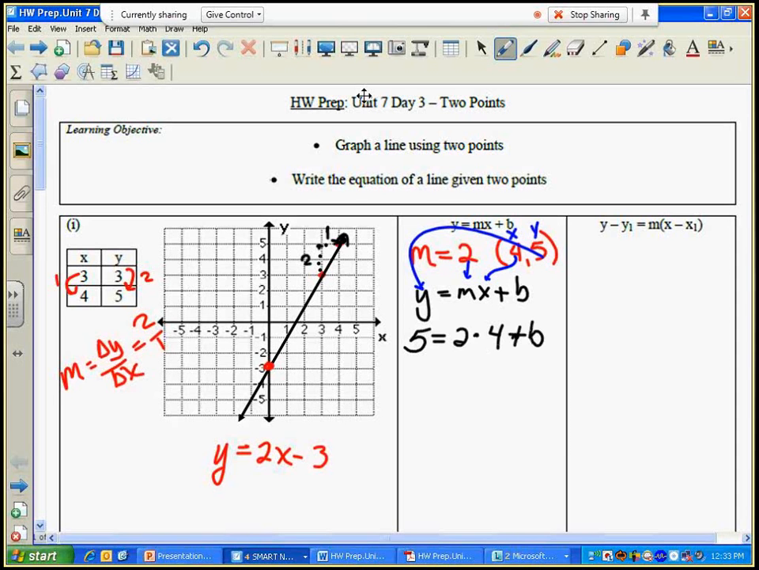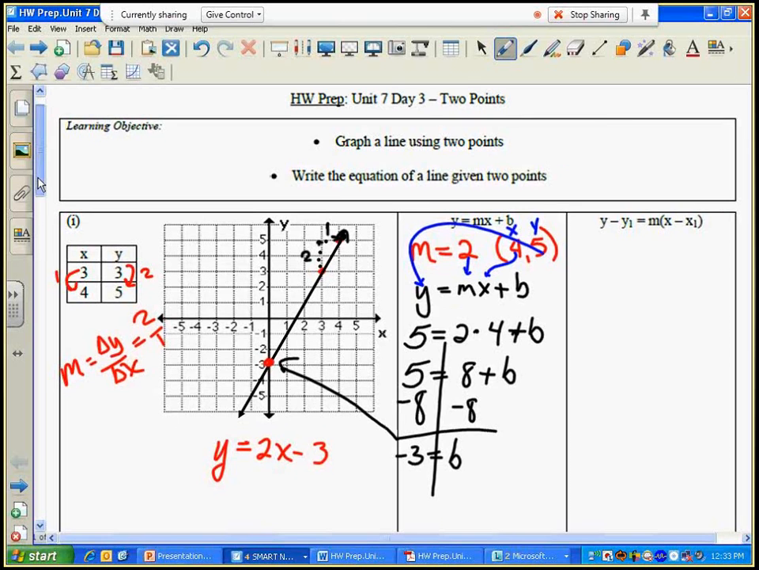Okay? Well, to solve for that b, let's see, 2 times 4 is 8. All we would have to do is just subtract that 8 away. And when we do that, we see that the b is -3. This equation gave us the same value that we found from our graph. Okay? Whatever path you prefer, you should use.